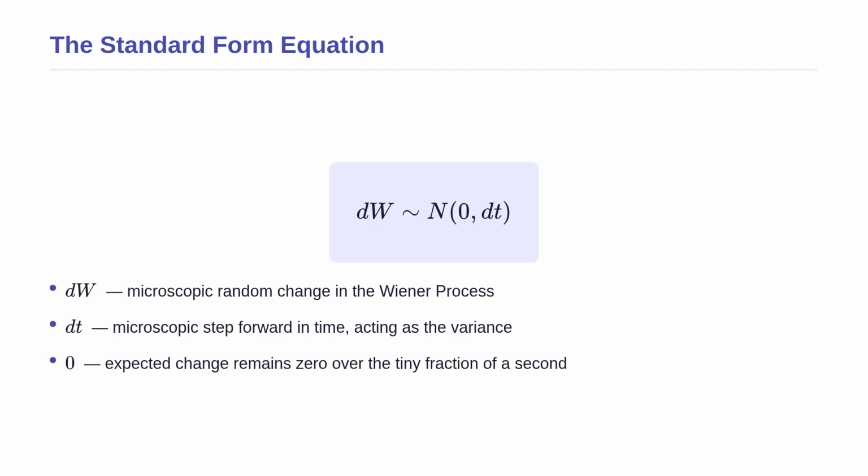In this standard form equation, dW is the tiny random change in the Wiener process. Just like before, it follows a normal distribution. The zero shows that even over a microscopic fraction of a second, the expected change is zero. The variance of this tiny change is dt, which is exactly equal to the tiny time step itself. This confirms a crucial rule for financial modeling. If you wait twice as long, the variance of the random path exactly doubles.